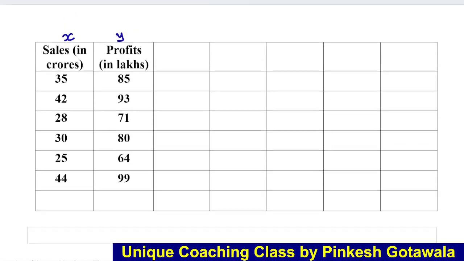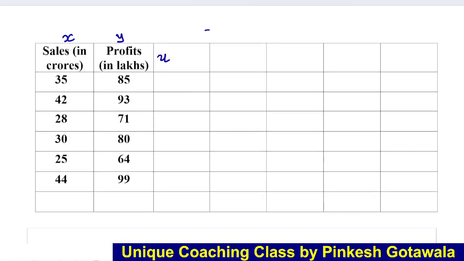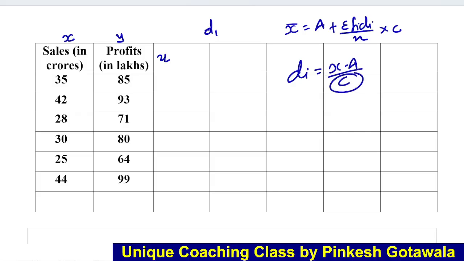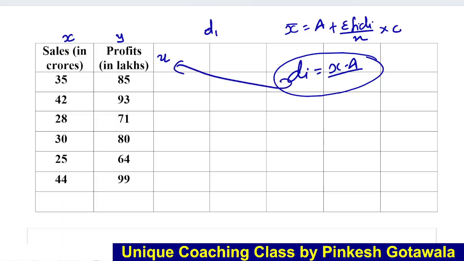So how do we find this u and v? u is nothing but, we know d. When we find out the mean, there is a formula with sigma f d y divided by n into c. So here we find out d. What is the formula of d? x minus a divided by c. C means class interval. Here there is no class interval, so if we remove that, the formula of d is x minus a. In the same way it is u, it is just a name change. Now d becomes u. So what is the formula of u? That is x minus a. Clear?